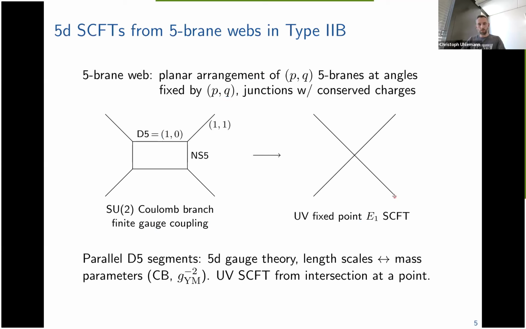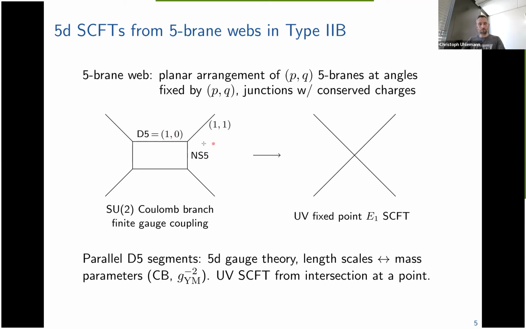So the ambient theories we're looking at are five-dimensional field theories engineered by 5-brane webs. So (p,q) 5-brane webs with D5s horizontal and F1s vertical, and (p,q) 5-branes at angles dictated by their charges. We have a simple example here for an SU(2) gauge theory, engineered by this pair of D5 branes.